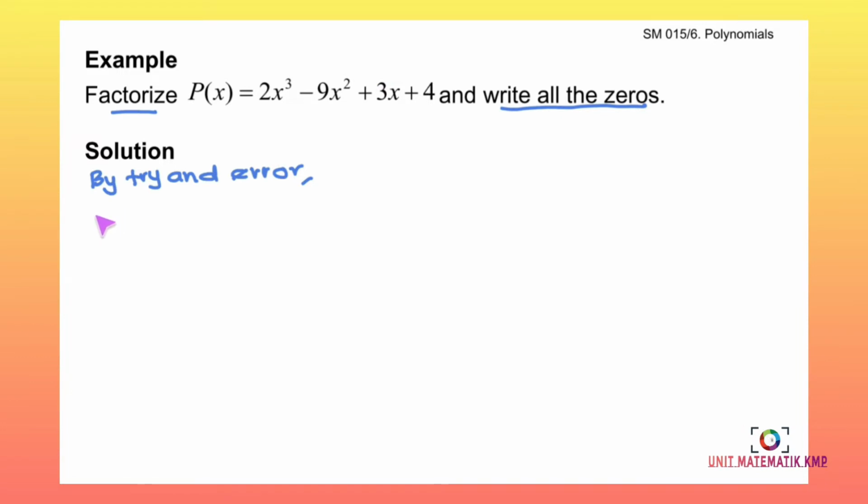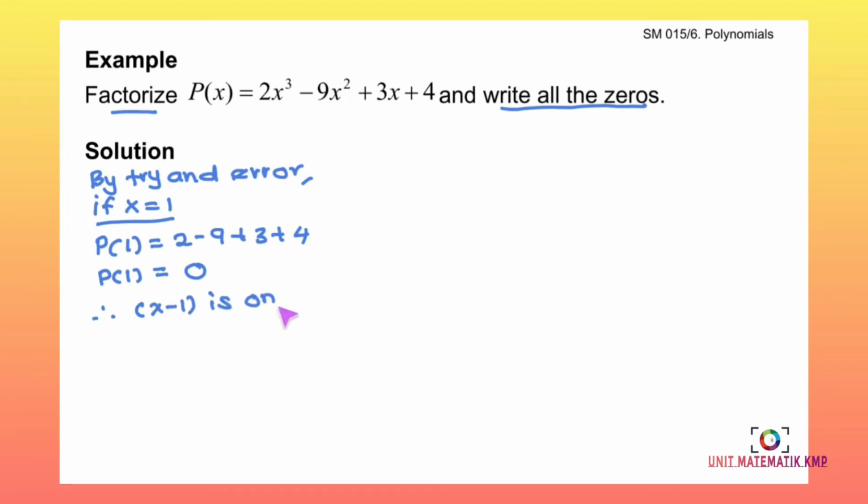Let's try, let's say x equals 1. So here substitute x with 1. We will have here 2 minus 9 plus 3 plus 4. So the answer here we have 0, right? Since P(1) equals 0, therefore, we can say that x minus 1 is one of the factors of polynomial P(x).